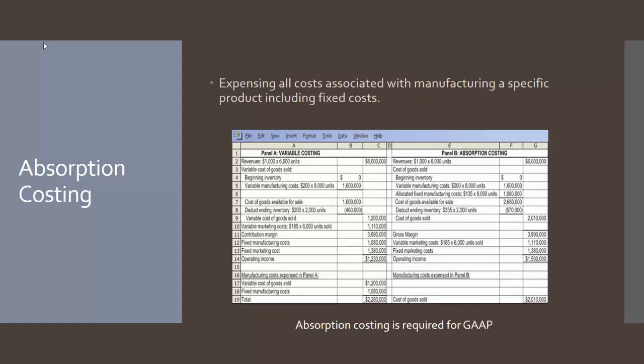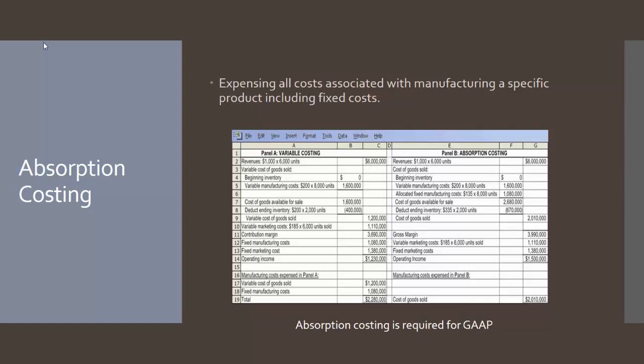Subtracting that from our cost of goods available for sale gives us cost of goods sold of $2,010,000, giving us a gross margin of $3,990,000. Now we would take out all of the non-manufacturing expenses, which would be marketing in this case. So if we take out our variable and our fixed marketing costs, we come up with operating income of $1,500,000.